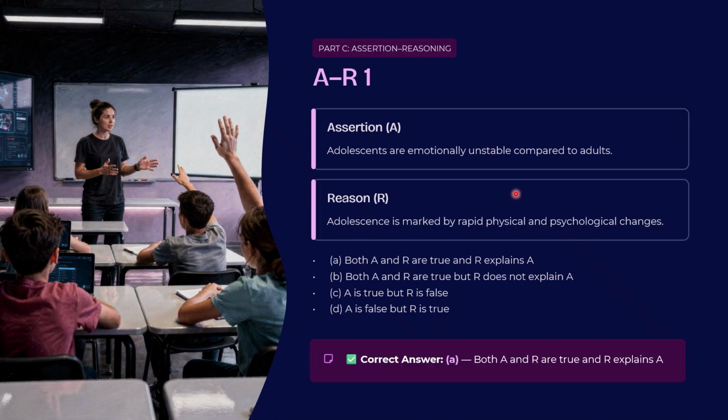Now let's look at the reason. The reason states that adolescence is marked by rapid physical and psychological changes. This statement is also correct. During adolescence, hormonal changes, physical growth, emotional development, and social adjustments occur simultaneously. These rapid changes directly lead to emotional instability. Therefore, the reason correctly explains the assertion. So, hence, the correct option is option A, that is, both A and R are true, and R explains A.